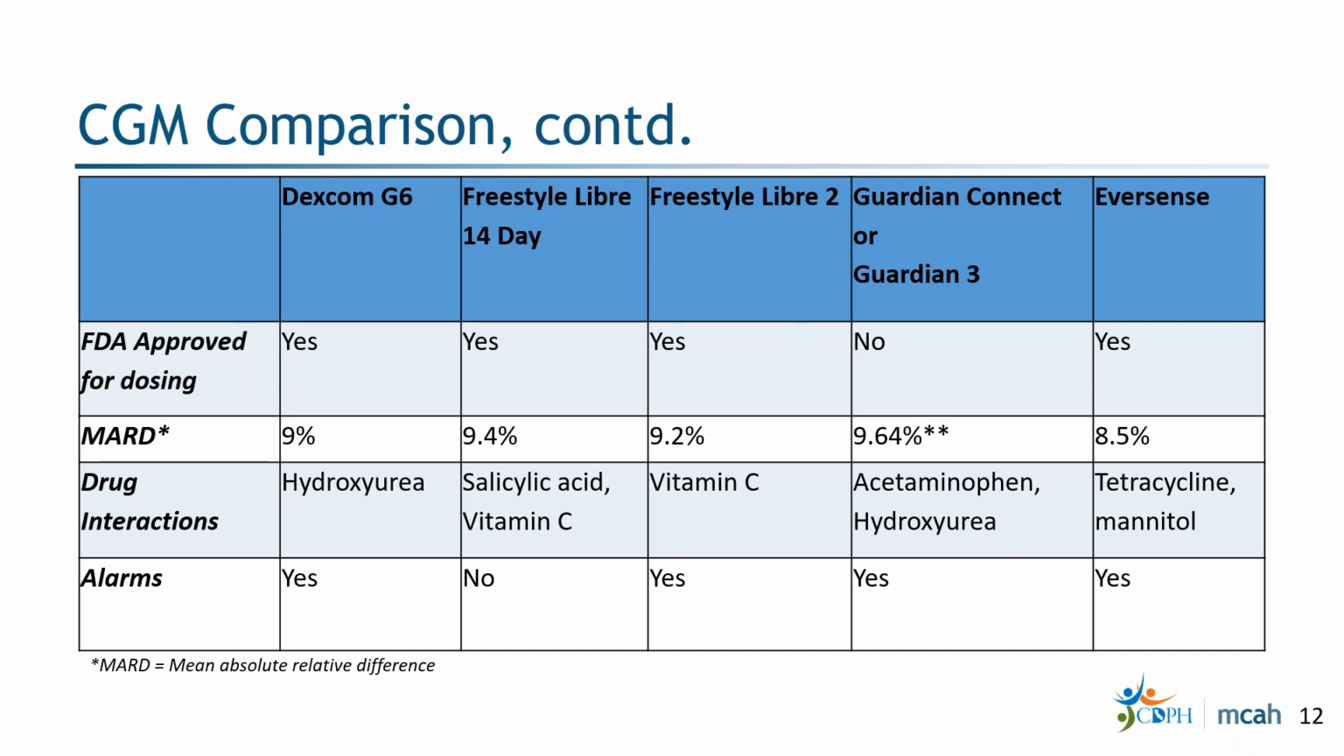Other interactions include vitamin C with the Libre. And you'll notice salicylic acid is listed for the original 14-day Libre. Salicylic is what is in aspirin, and a woman could be taking a low dose aspirin for preeclampsia. However, that is not a concern. This is only at doses of 650 milligrams or higher, so a low dose aspirin is not expected to interact. And then hydroxyurea has a couple interactions, a drug commonly used for some cancers and sickle cell anemia. And then you can see the mannitol and tetracycline with Eversense.